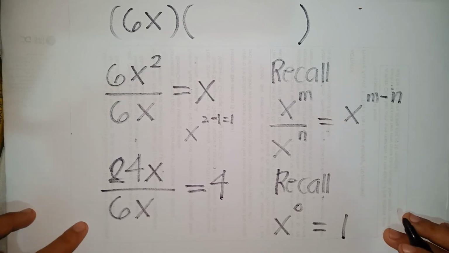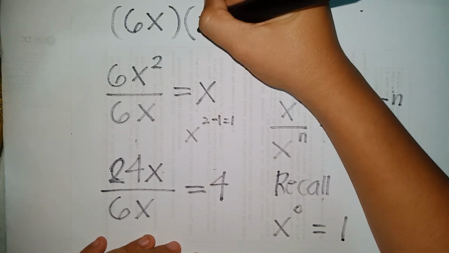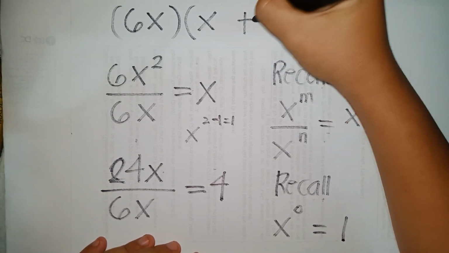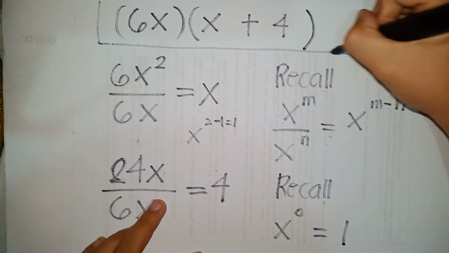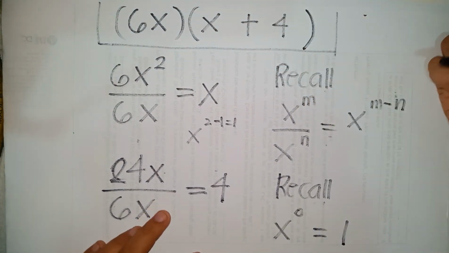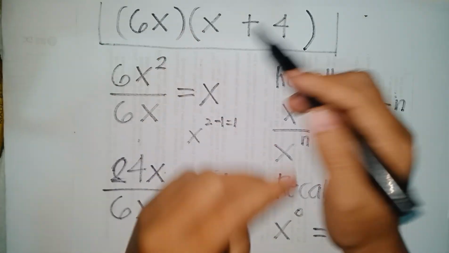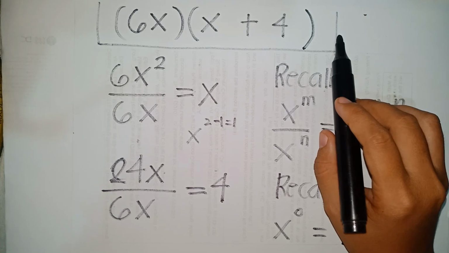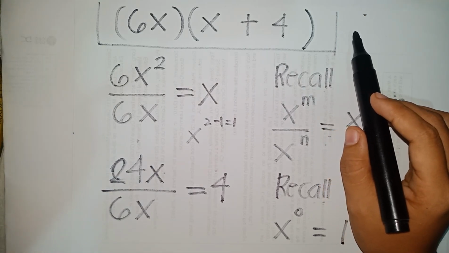So in this case, the other factors must be x and 4. So our polynomial 6x squared plus 24x is the same as 6x times the quantity x plus 4. Okay, so that's it. I hope you learned something.